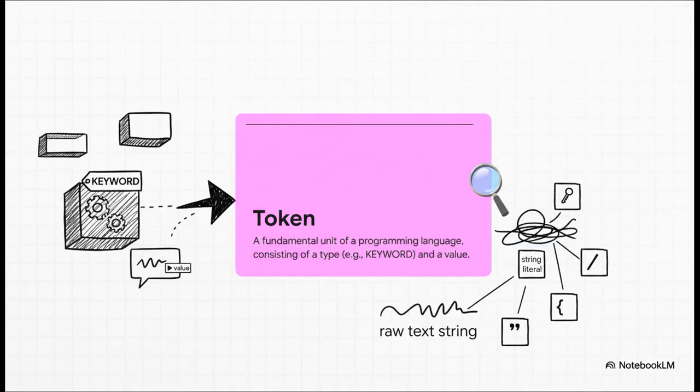Well, what is a token, really? The easiest way to think about it is as a labeled piece of your code. It's the smallest possible unit that actually has some meaning. So each token gets a type, like, hey, this is a keyword, and it has a value, like the word let itself. This whole process turns a dumb string of text into something structured and categorized.